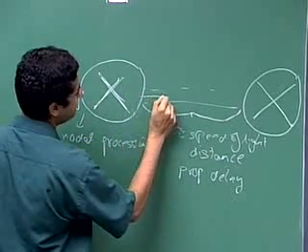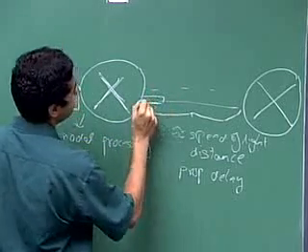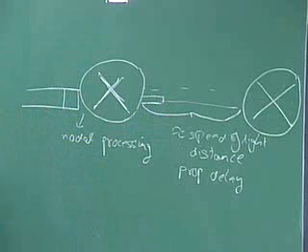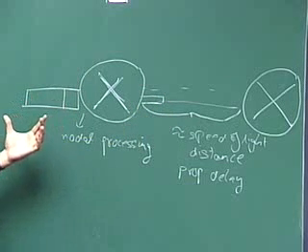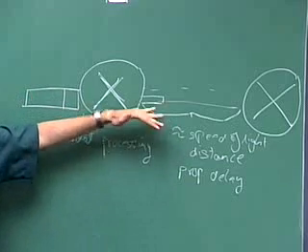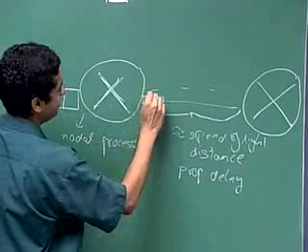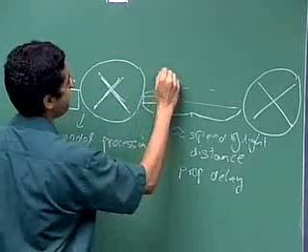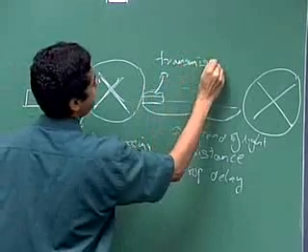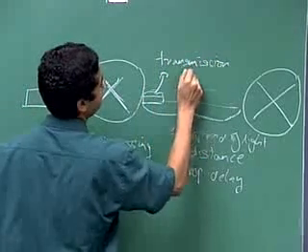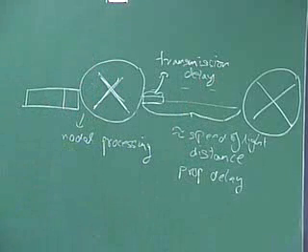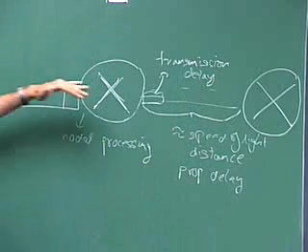That's the delay in putting this entire packet which has arrived, which has been processed, onto the link. So this is the delay which is the transmission delay, on putting the packet onto the link.